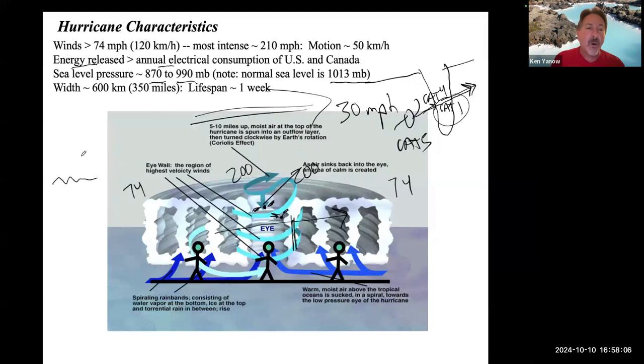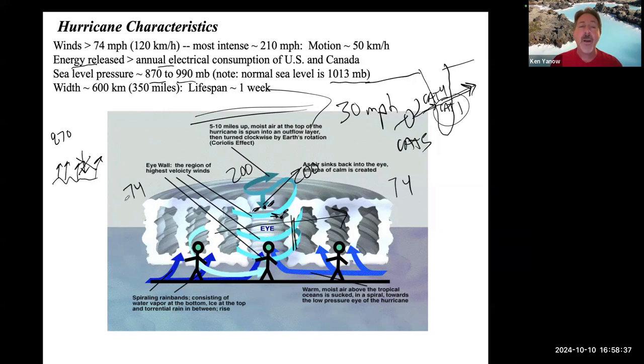If you have sea level and you've got 1,013 millibars pressing down, if you release that pressure and you drop it to 870, that means that the sea level is actually going to rise. Sea level is rising. Couple that with huge winds pushing water on the coastline. That creates something called a storm surge, and a storm surge itself can literally wipe out coastlines.